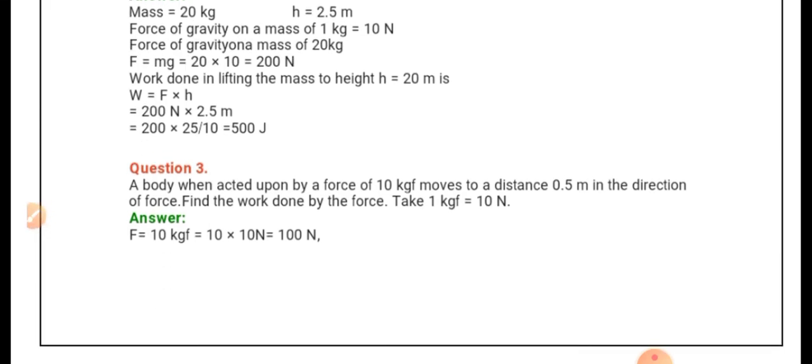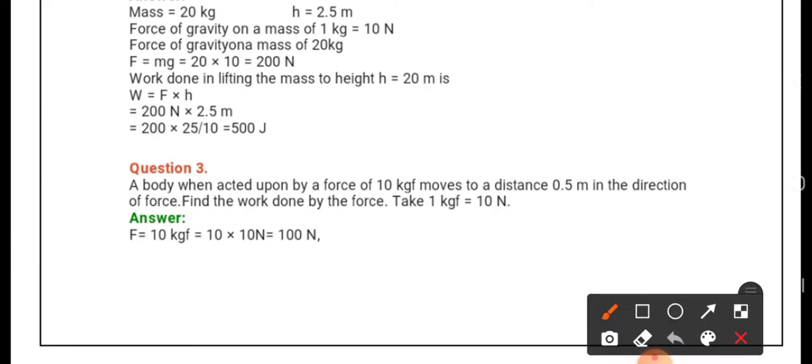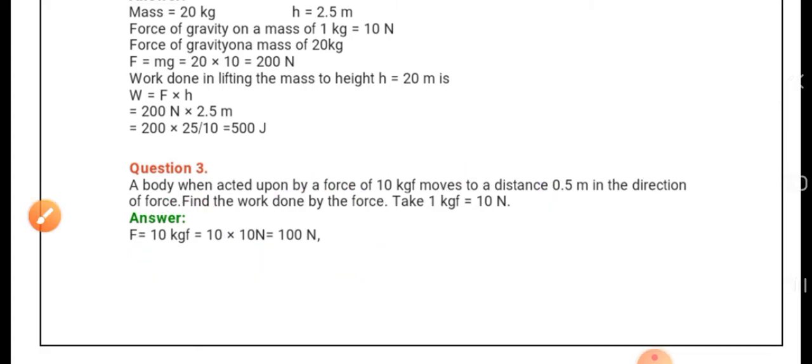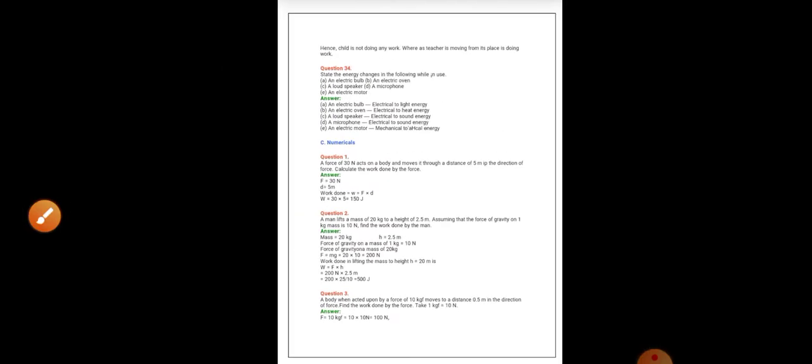Now coming to question number 3. A body when acted upon by a force of 10 kilogram force moves to a distance 0.5 meter in the direction of force. Find the work done by force. Here also take 1 kgf is equal to 10 Newton. Now here again force is given 10 kilogram force. So in terms of Newton when you convert it, 1 kilogram force is 10 Newton. So for 10 kgf it will be 10 into 10, 100 Newton. That is what is given in the question here.